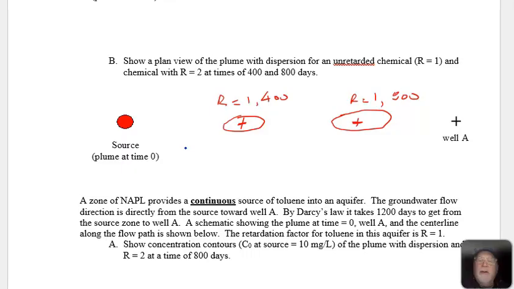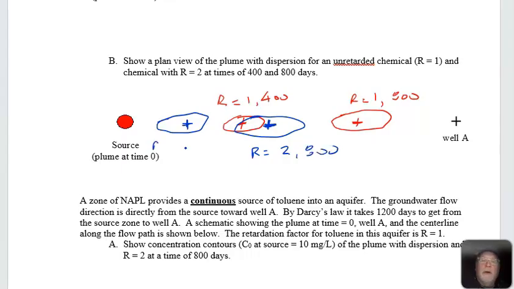If it has a retardation factor of 2, it's going to be half as far. For the later one, 800 days, maybe it's about there. I don't know if I did the scale real great on my first one. And then for the earlier one, for the 400 days, it's going to be about there. The 800 days is going to be about halfway of the other one, about there. So this is R equals 2 at 800 days, and this is R equals 2 at 400 days.